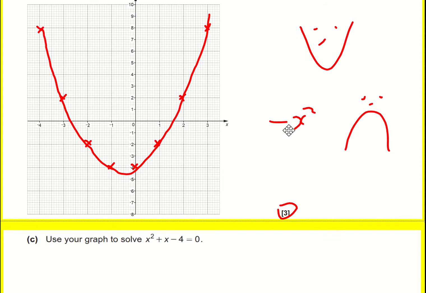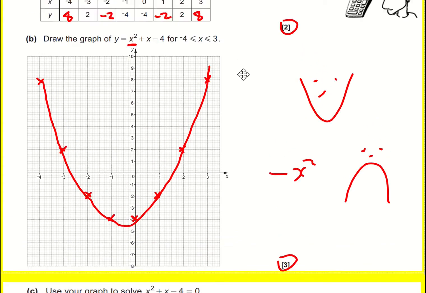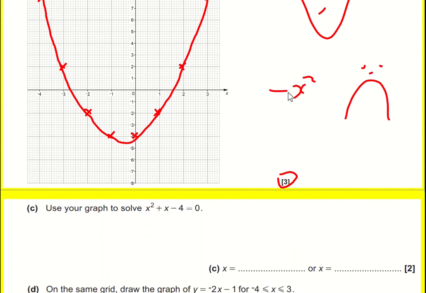All right. Okay, so now it's asking us, I didn't actually realize this, it's asking us to use your graph to solve x squared plus x minus 4 equals 0. So we need to read off these points here. This one here, my line's quite thick, so probably anywhere between minus 2.6 and minus 2.7. There'll be some leniency given. I'm going to write minus 2.6, or x equals 1.6.